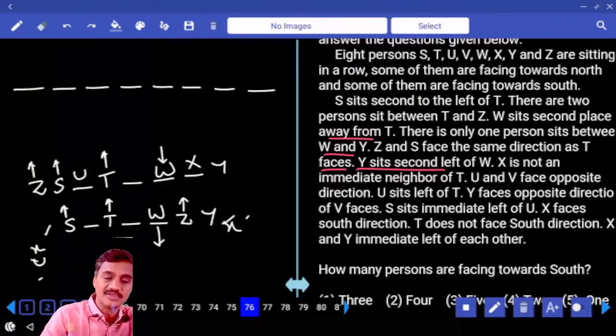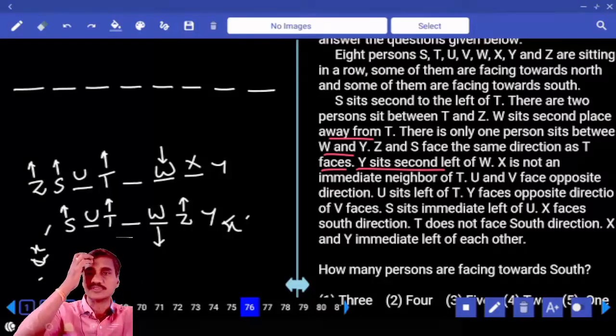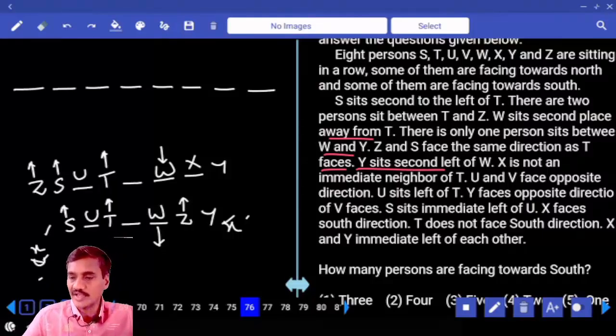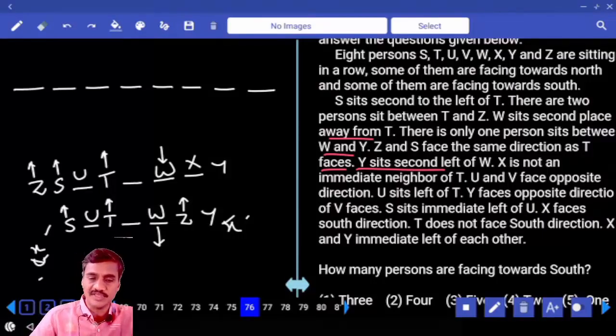And so U cannot be here. And U is to the left of T. In this case also, U must be at this place only. Done with this? And Y faces opposite direction to V. And Y and V are facing opposite directions here.